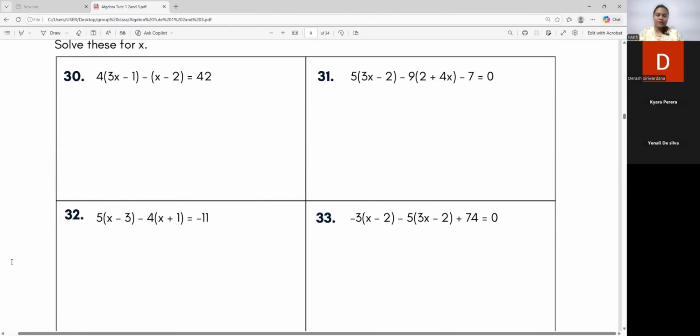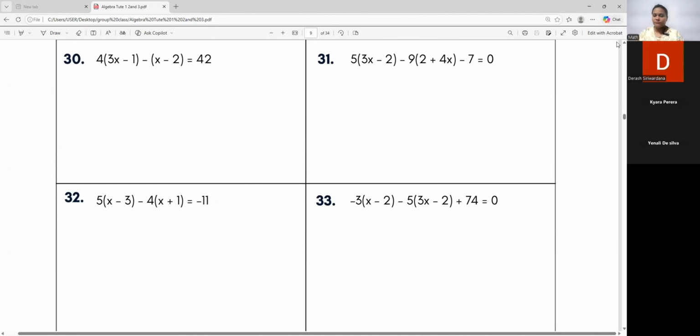So can you do 32, 33? I don't think we need to do examples for this because it's the same method. Only thing is you have to be careful when you are removing the bracket. Do up to 33, these 4 questions. If you have any questions to ask, you can ask at any time.